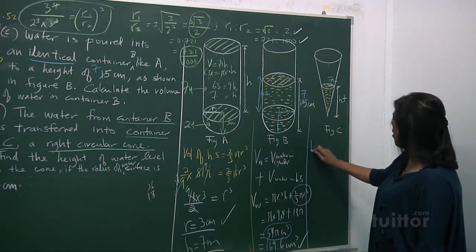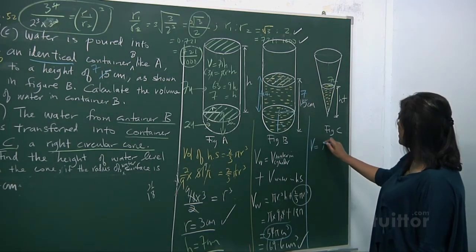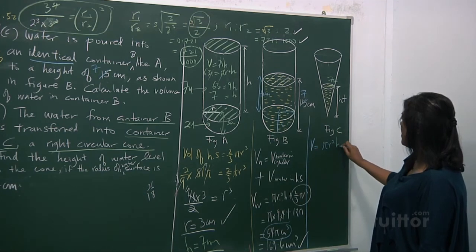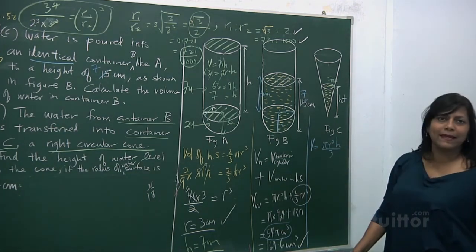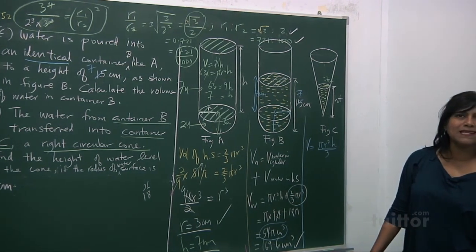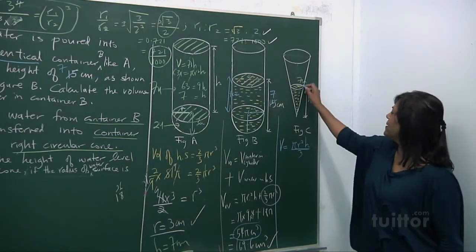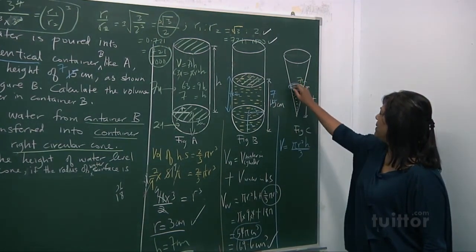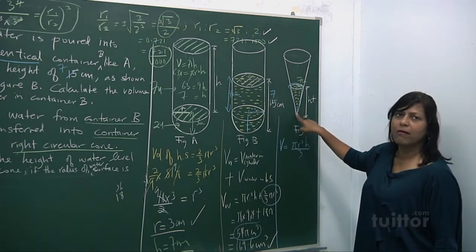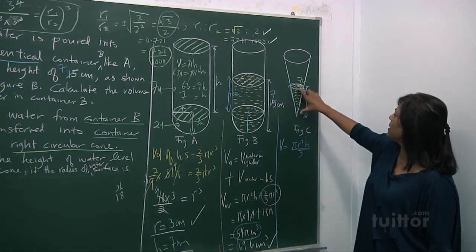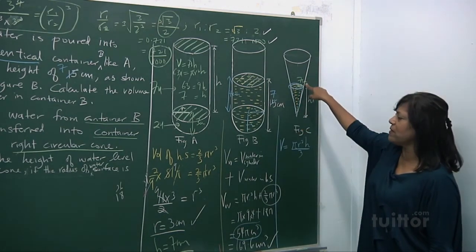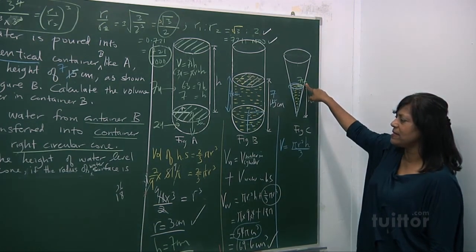So the volume of the cone is pi r squared h over 3. I'm just getting the general formula because it takes the pyramid shape. And this is a water cone. Alright, so this is the height of the water cone. This is the radius, which is given to be 7 cm.